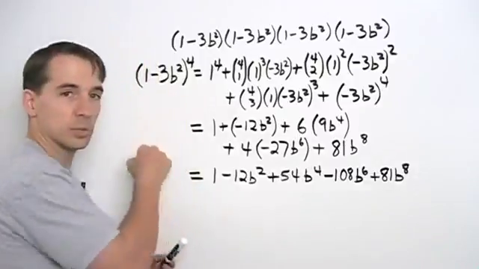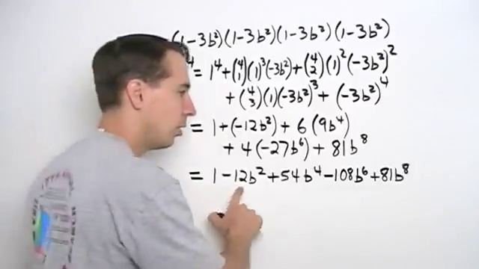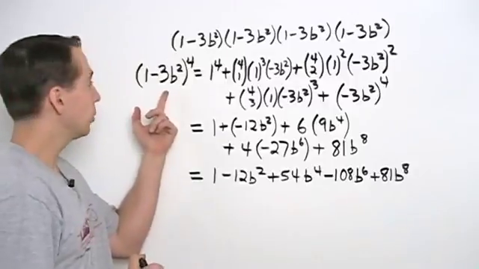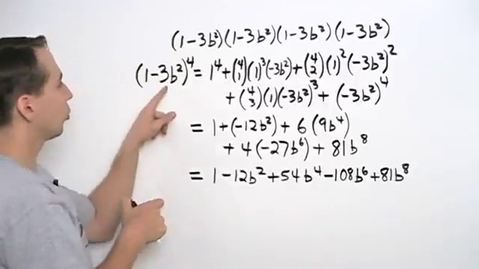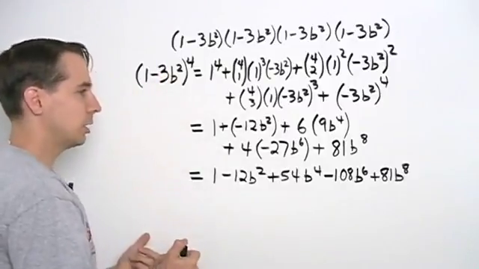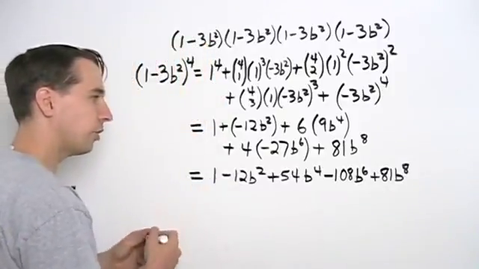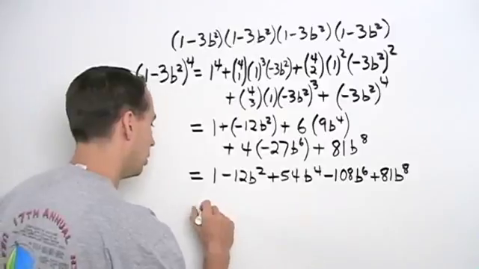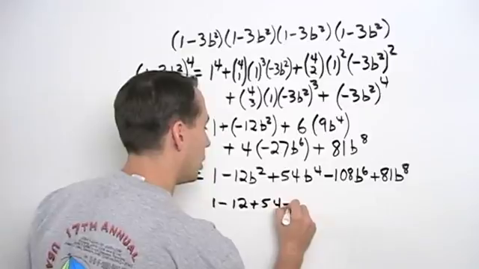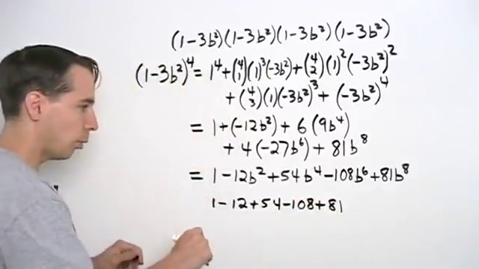And we can test this by picking specific values of b. We can put in b equals 0. It's not very interesting. That becomes 1. All of these go away, so that doesn't really test these coefficients out here. But if I put in b equals 1, then I have 1 minus 3, which is negative 2, raised to the 4th, is 16. Well, do I get 16 down here when I put in b equals 1? Well, let's see. If I put in b equals 1, I have 1 minus 12 plus 54 minus 108 plus 81.